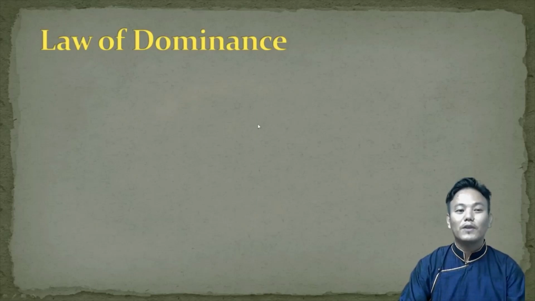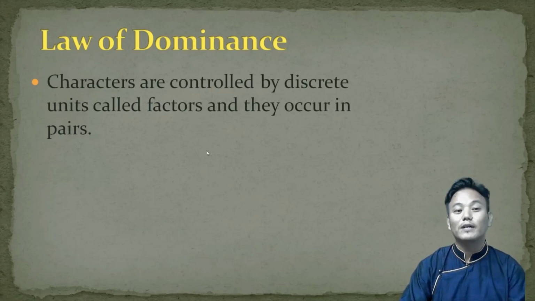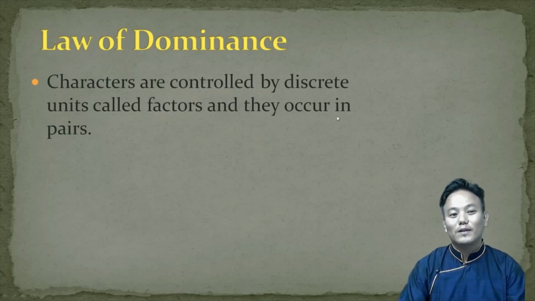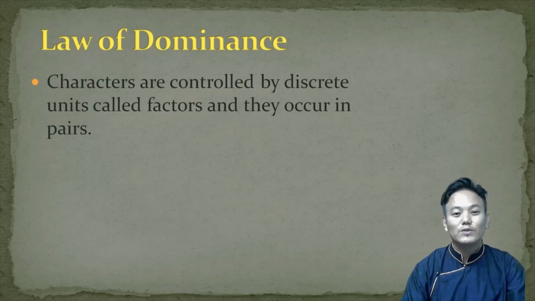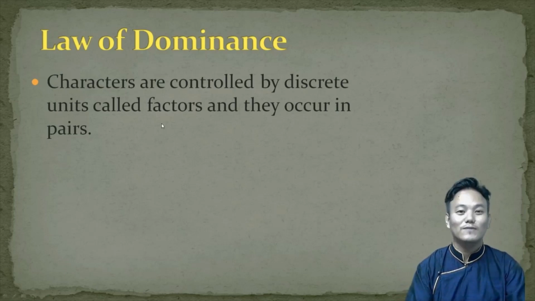So let's see the statement of the law of dominance. What does the law of dominance state? You might want to copy it down. The law of dominance states that characters are controlled by discrete units called factors. We now call these factors genes, and they occur in pairs. Why do you think they occur in pairs? The simple answer is that most sexually reproducing organisms are diploid organisms. So they get one gene from each parent, one from the father and one from the mother. Therefore, these factors or genes occur in pairs.